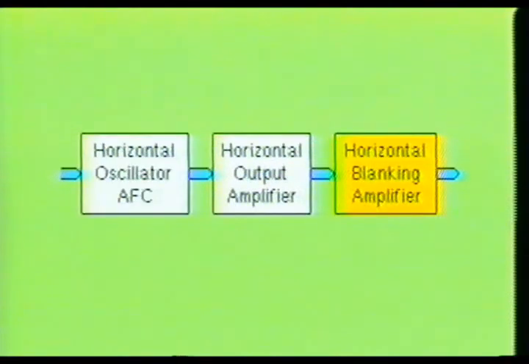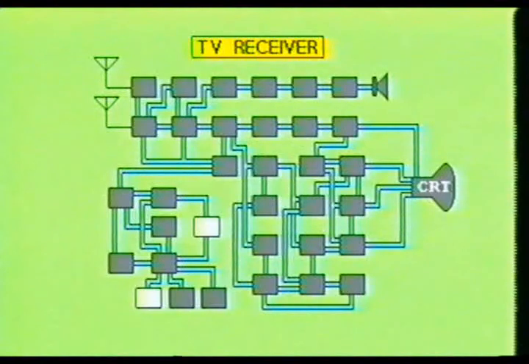The horizontal blanking amplifier stage performs one key function. It is used to turn off the video output amplifier and color amplifier stages during the horizontal retrace interval. Now we will examine 2 more sections used in the horizontal circuitry. They are the damper stage and the deflection yoke.